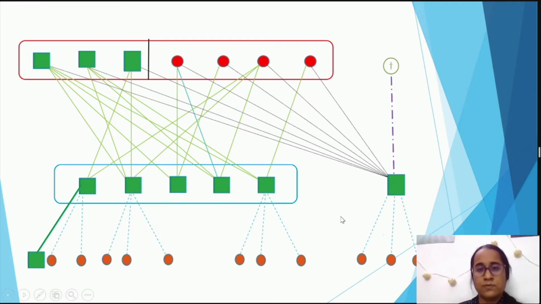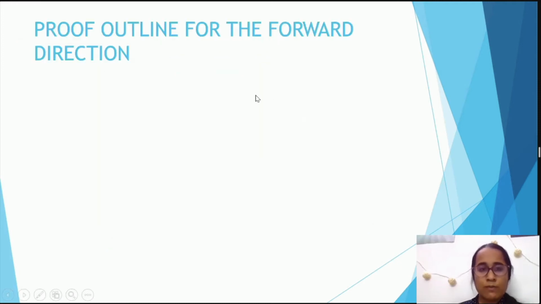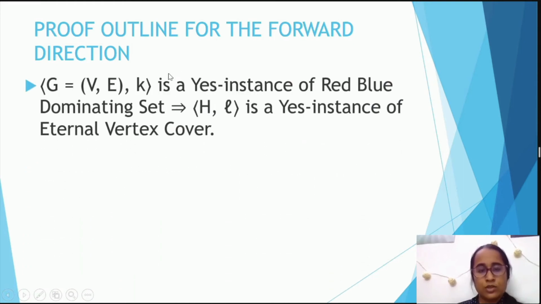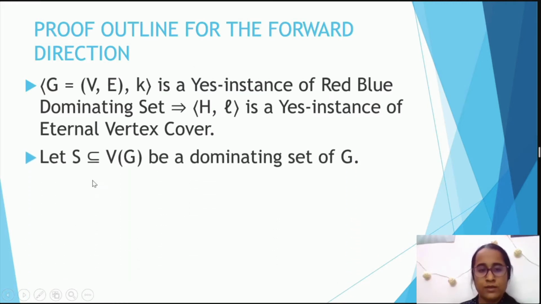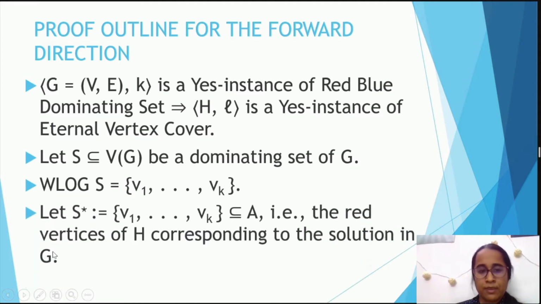So now I will be giving the outline for the shorter proof in the forward direction. From a yes instance of red-blue dominating set, we want to obtain a yes instance of eternal vertex cover. Consider a dominating set of G and let that be V1 up to Vk. And corresponding to the dominating set, let S star be the set of red vertices of H which correspond to the dominating set of G.